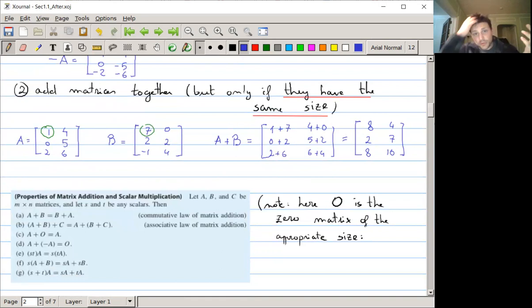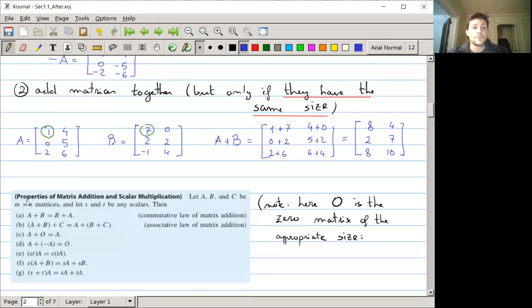Now that we have these two operations that we can do with matrices, let's pause for a second and think about all of the properties of sum and multiplication by scalar that we really like when we work with real numbers. A lot of those properties will generalize and carry over to the setting of matrices. Here's a table. It's taken from your textbook.